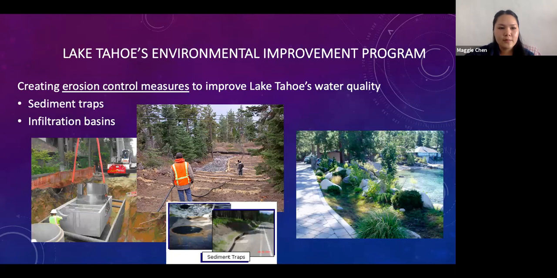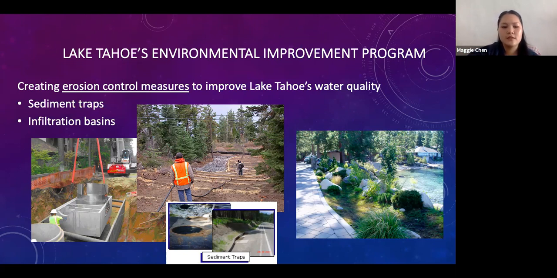So if we're looking back more specifically at the Environmental Improvement Program for Lake Tahoe, they do have erosion control measures that are currently being implemented and maintained. Some of them are sediment traps. If we're thinking about how eroded soils can go into your sewage drains and get into your water bodies.